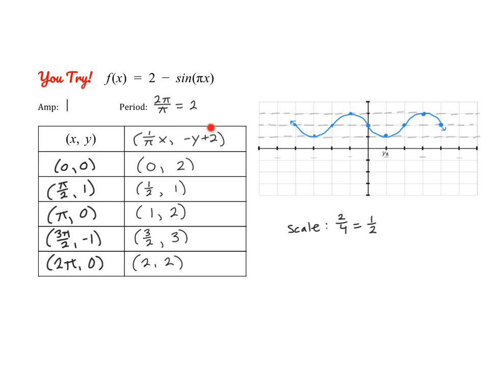And then you can see here's my rules for the transformation. So I had a horizontal shrink by a factor of 1 over pi, a vertical reflection, and then a shift up 2. If you remember from our parent function, usually sine starts at the midline and then goes up, midline, down, midline. But since we have that vertical reflection, that's why it actually starts going down.